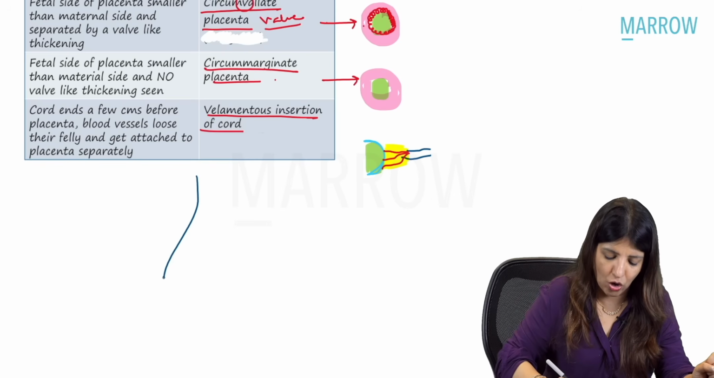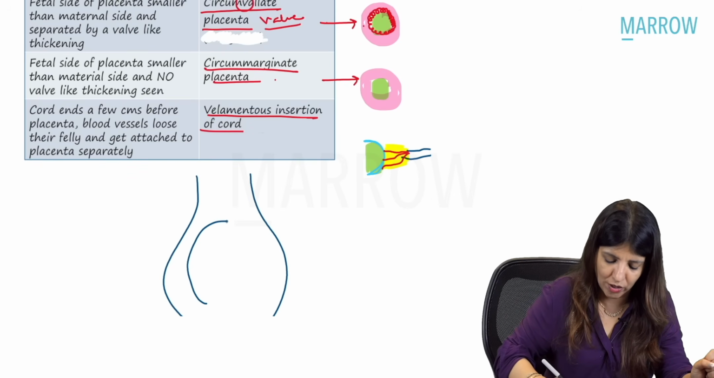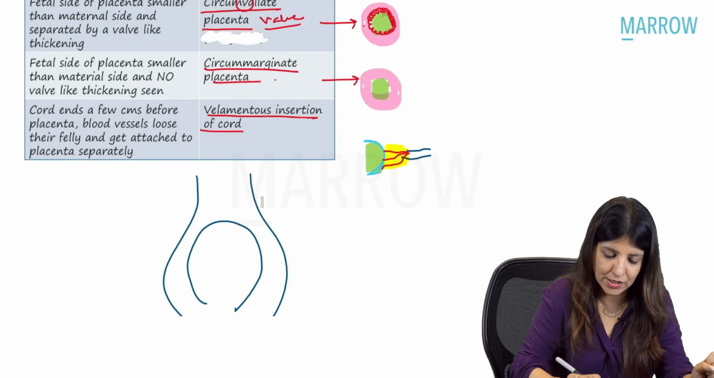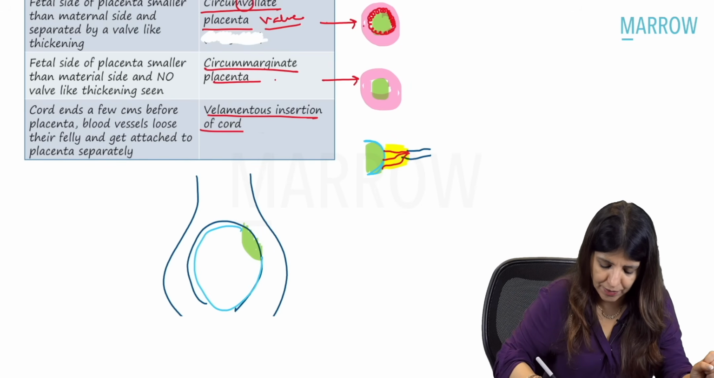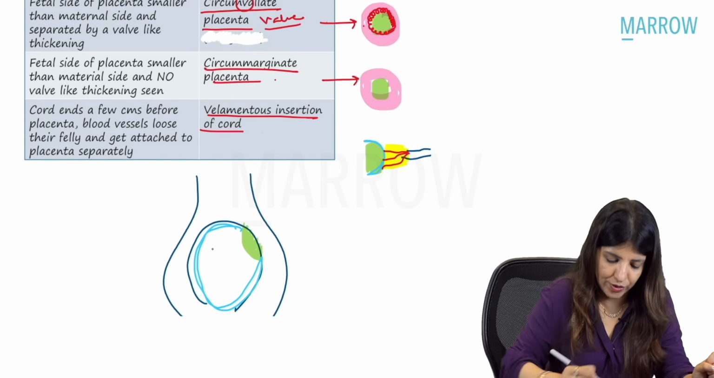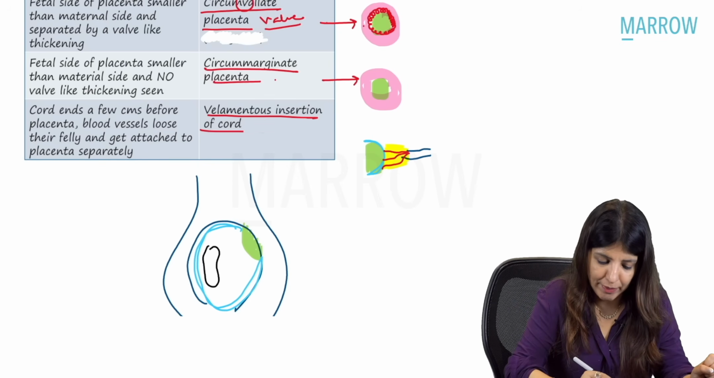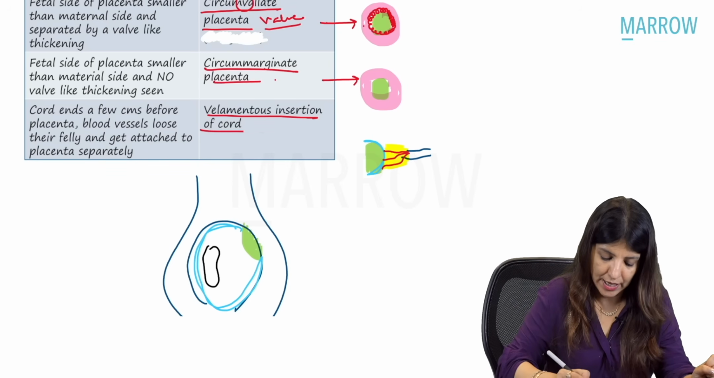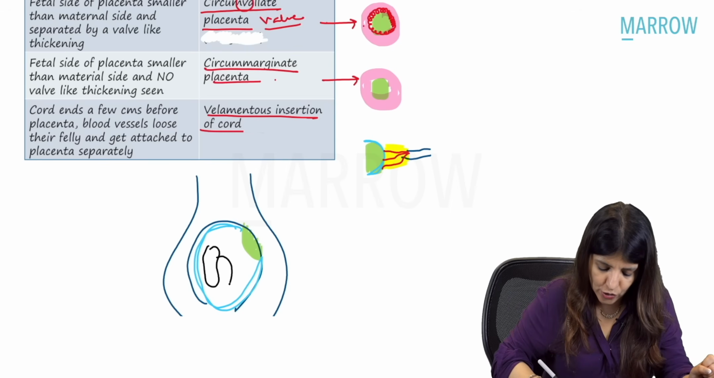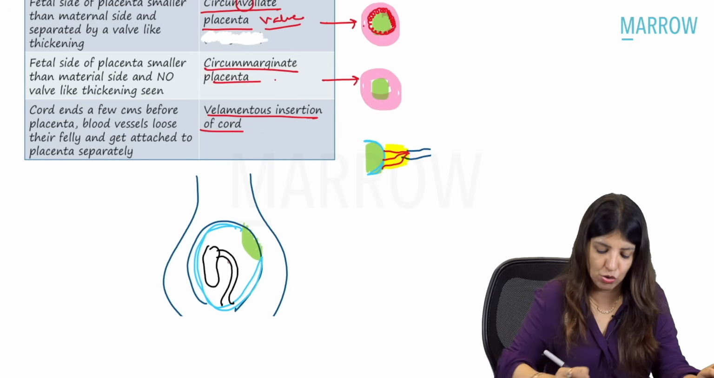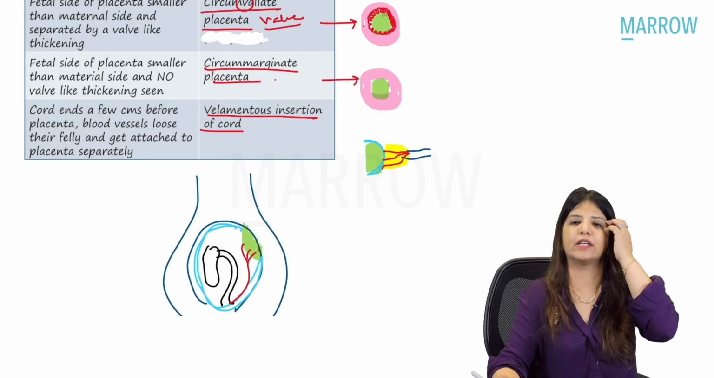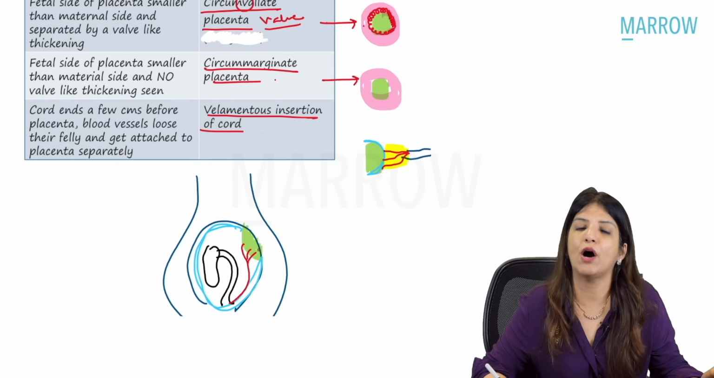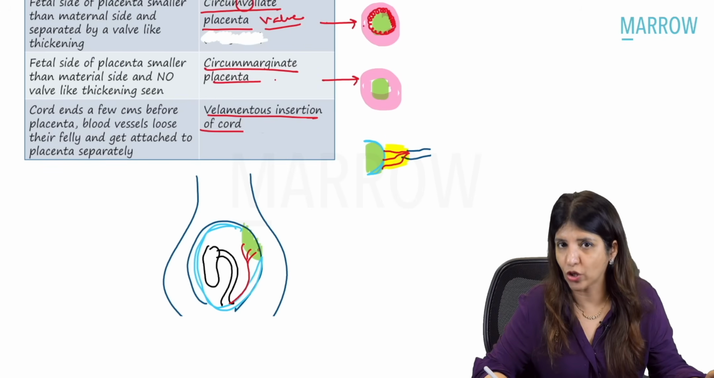Velamentous insertion of the cord can also be represented like this. If this over here is the uterus, this is the placenta, these are the membranes, right? This over here is the fetus. Now, velamentous insertion can also mean that the cord is first getting attached to the membranes. There it is losing its Wharton's jelly, and then the blood vessels are going and getting attached to the placenta. This is also how you can represent velamentous insertion of the cord.